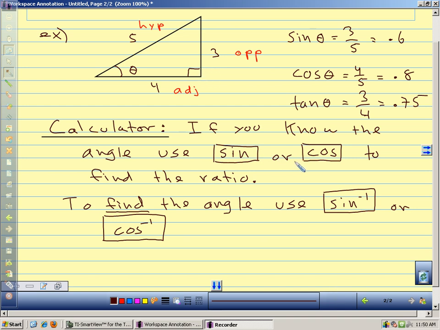If we know the angle, we just use a sine or cosine. Just like we did in the opener, we had an angle in our triangle, so we used the tangent. We had to find the tangent of 52 degrees. We used the tangent button in our calculator to find the tangent of 52 degrees. So let's look at an example using inverse sine and inverse cosine.